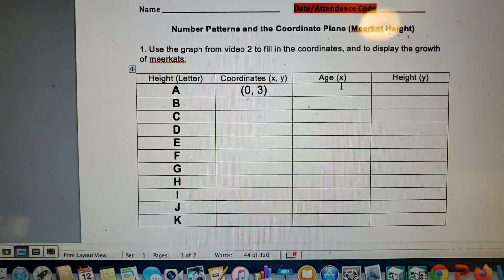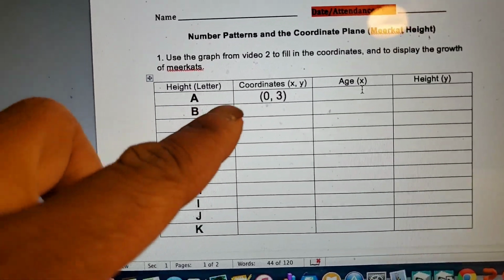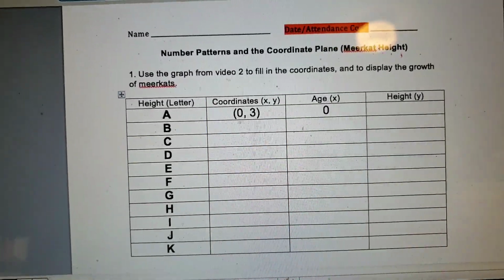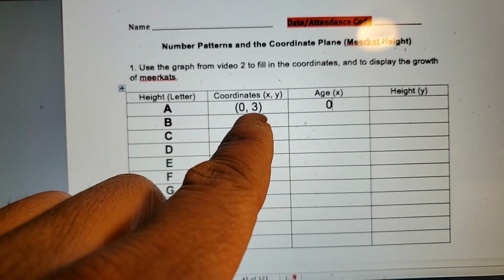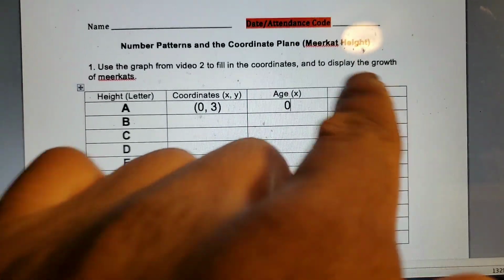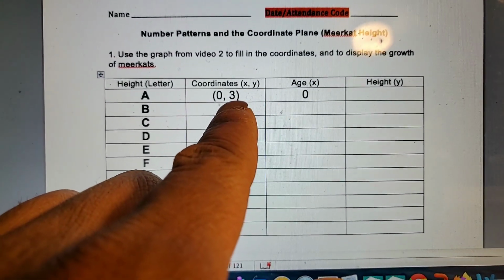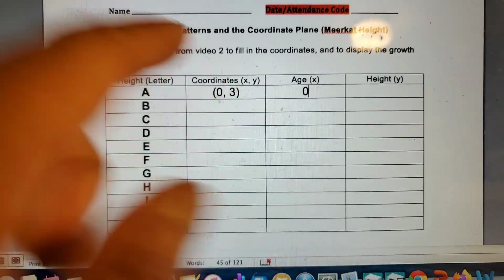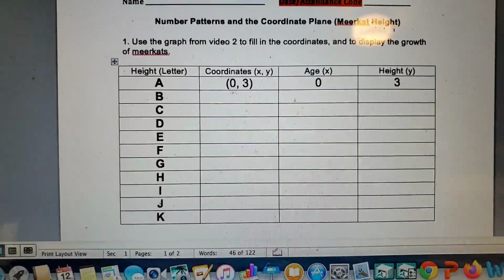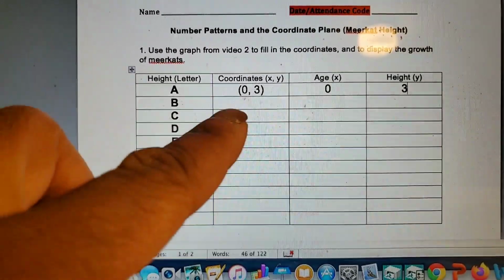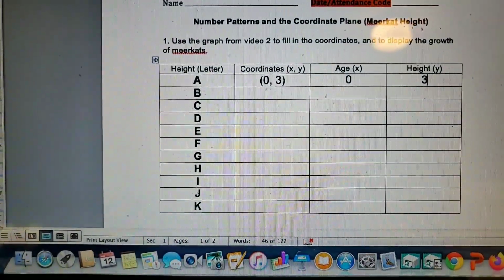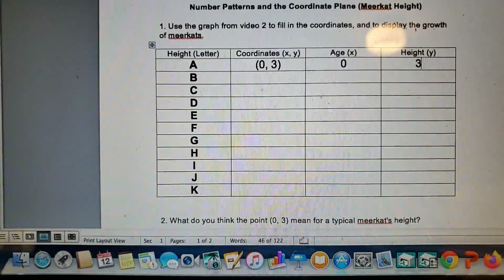Now, for the age, where does it fall on the x? Remember, the first number in the coordinates is the x. That's 0, so we're going to type 0. What is the height? Height represents y, right? Y is the second number. So what's the second number? 3. So move it over there, and that makes 3. So everybody see what we did? For each letter, write the coordinates, type the age, type the height. So you're going to do all letters.